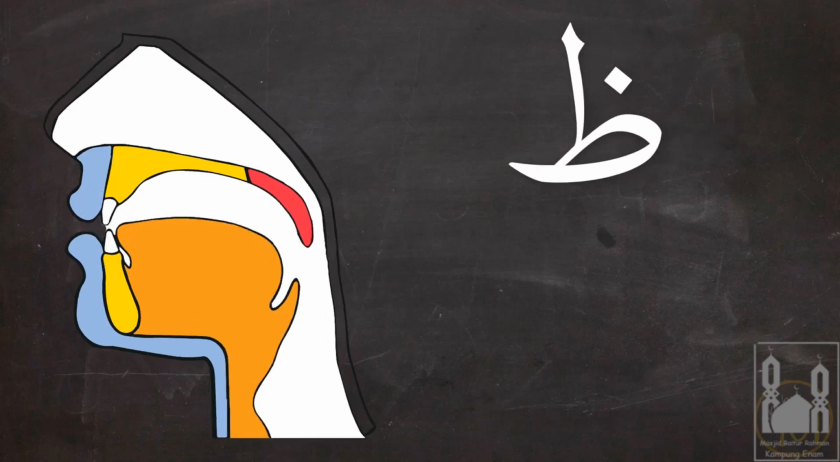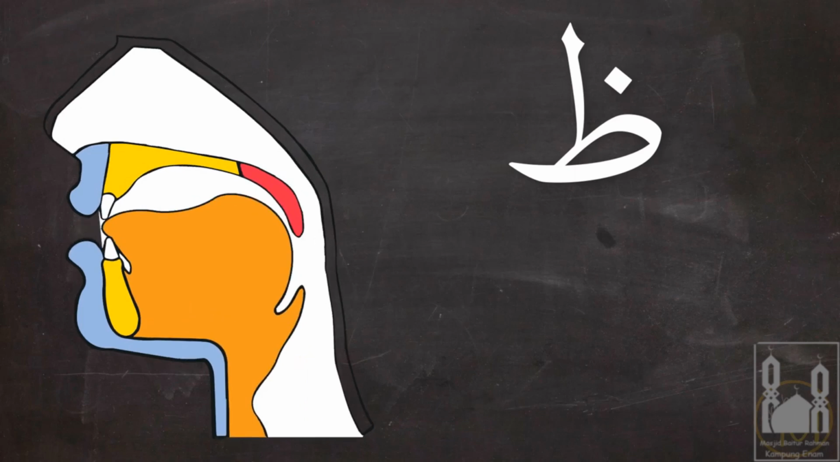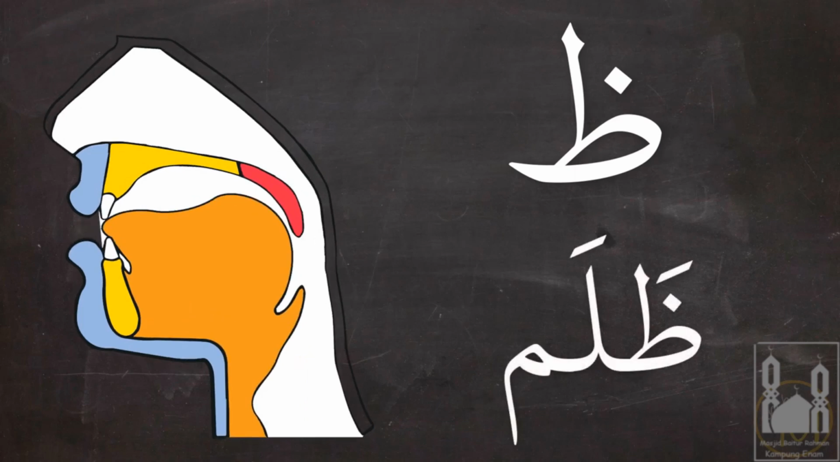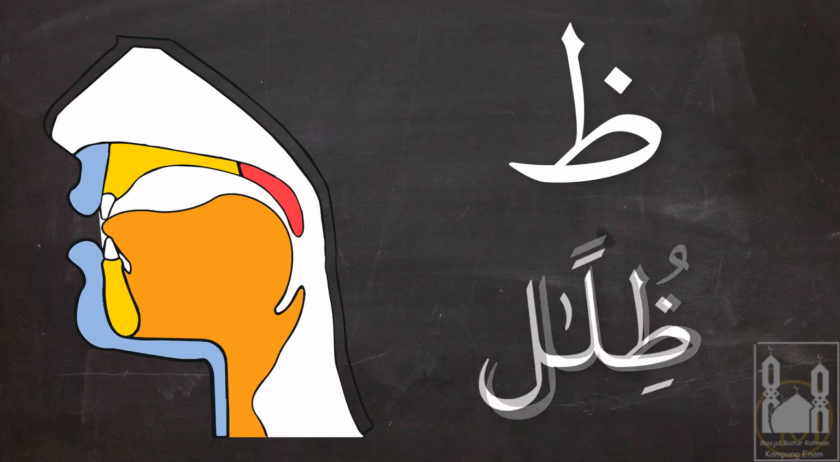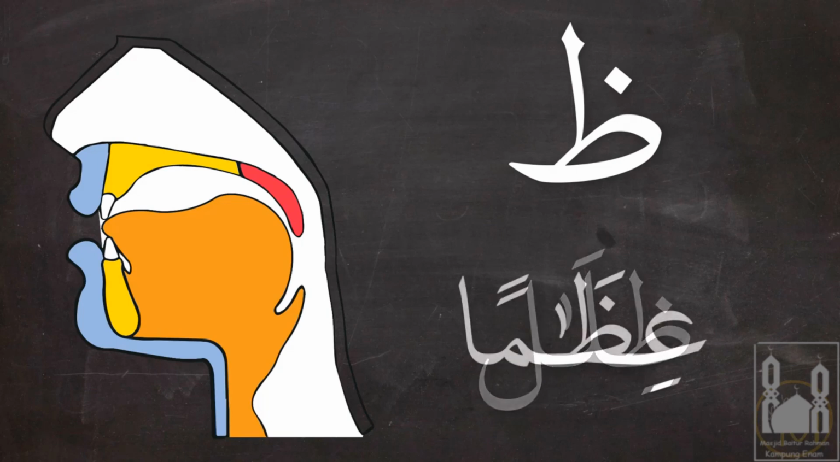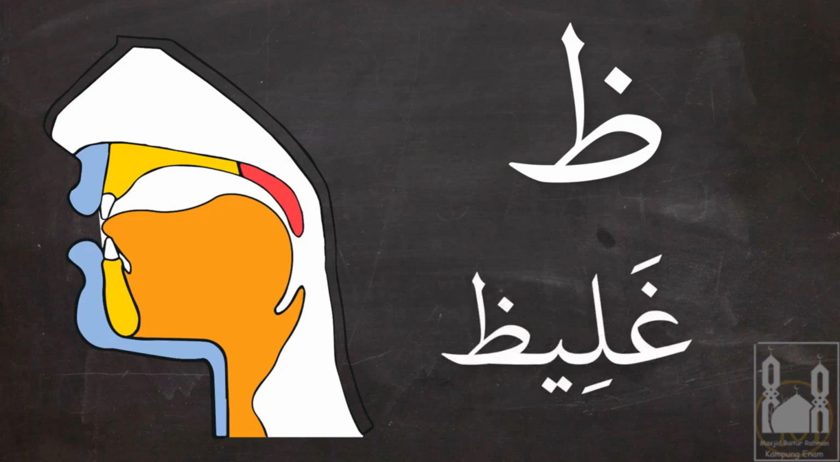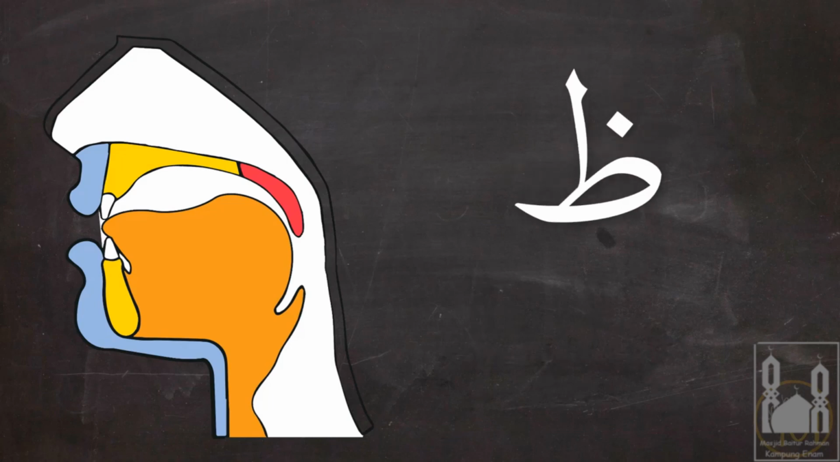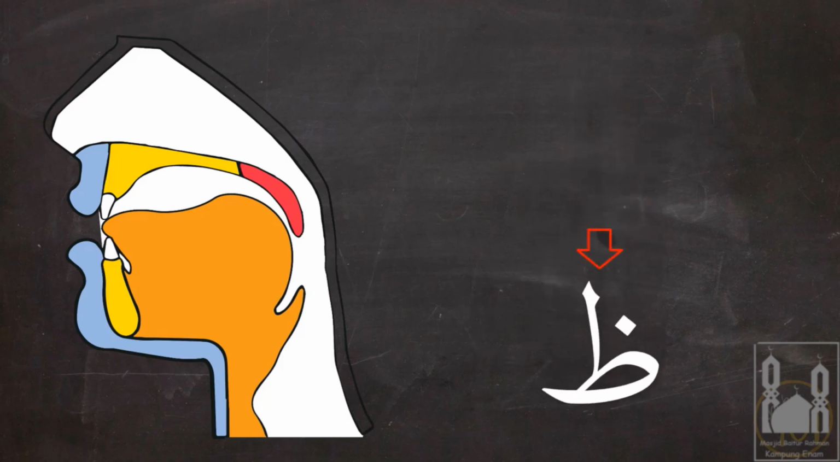Al, al, al, Dha, ظلم, ظو, ظلل, ظي, ظلال, عظاما, غليظ. So to pronounce Dha, you need to learn how to pronounce Dhal.